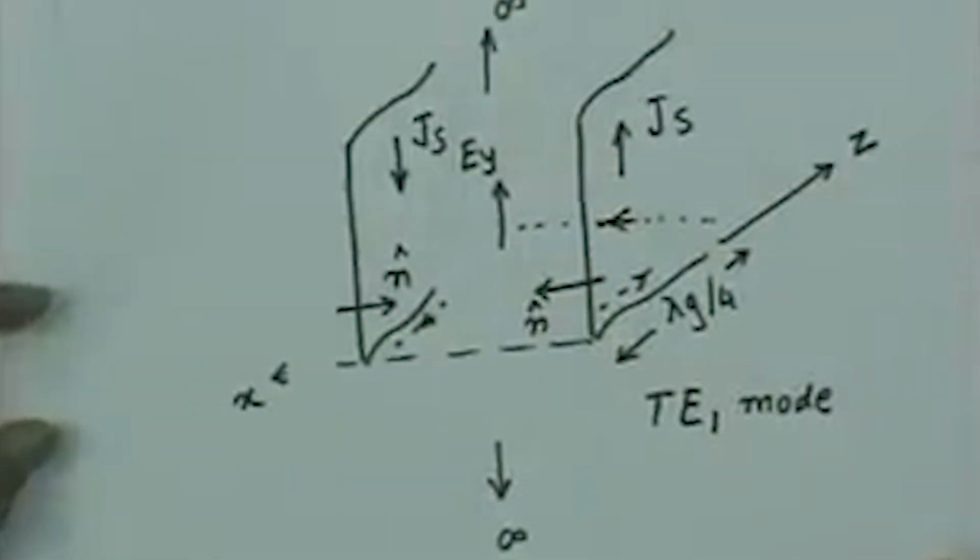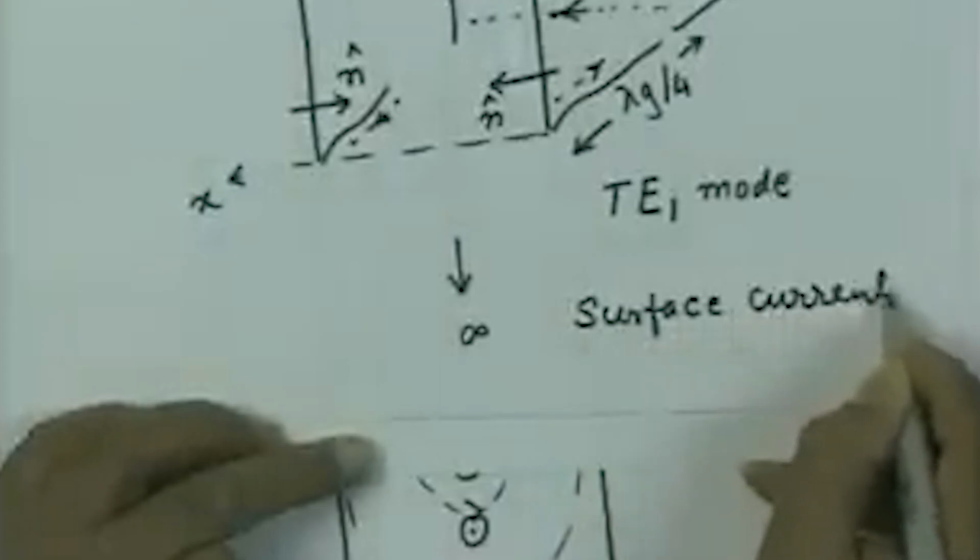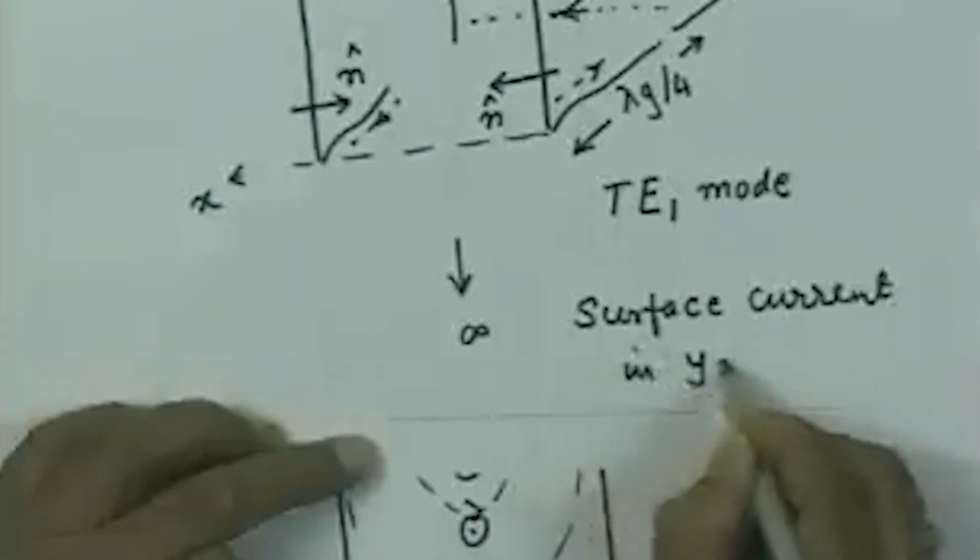So, very important thing to note now is, compared to the TEM case, that the surface current is going to flow in the y direction. That is very important. So, we have here surface current in y direction.